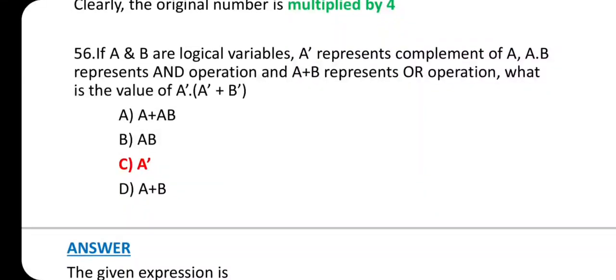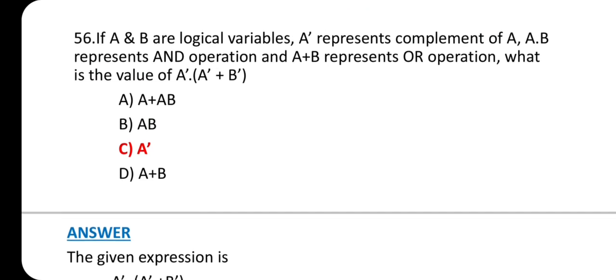Consider question 56. If A and B are logical variables, A bar represents complement of A, dot represents AND operation, A plus B represents OR operation. What is the value of A bar into A bar plus B bar? Answer is option C, A bar.